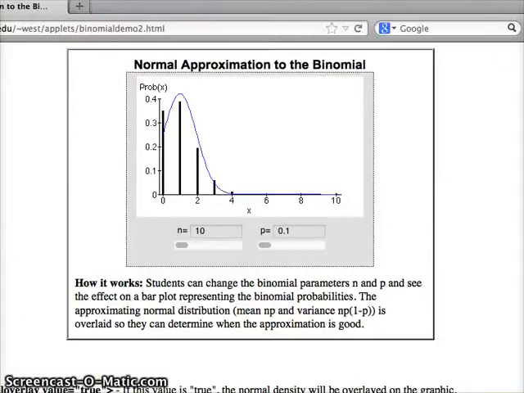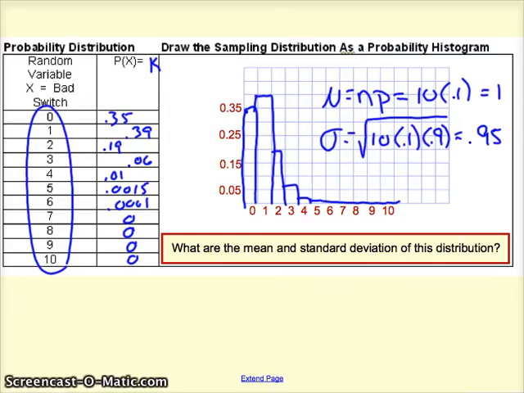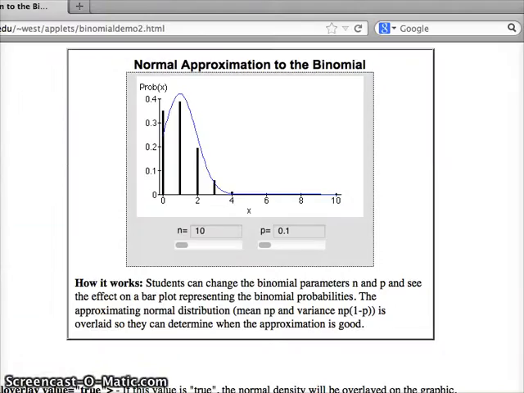Here's a little applet. This is actually the same distribution. You'll notice the sample size here is 10. The probability of success is 0.1. Those bar heights correspond exactly to what I drew here. It looks a little nicer because they use software. And again, it doesn't look the least bit normal, even though there's an attempt to draw a normal curve over it. But watch what happens if I change the sample size here.